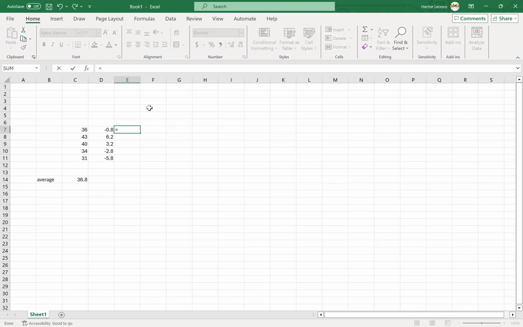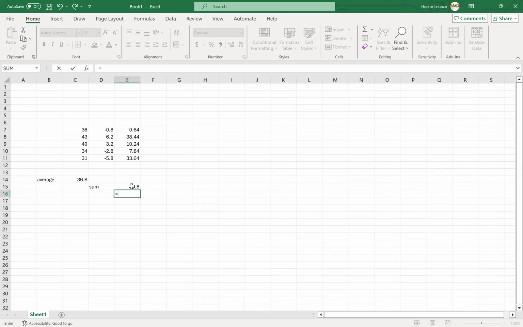Let me square each deviation. So this number times itself. 6.2 times itself. 3.2 times itself. Negative 2.8 times itself. And then negative 5.8 times itself. So I'm just going to say sum, because for me to remember, this is just the sum. I'm just adding all of these. Close parentheses.